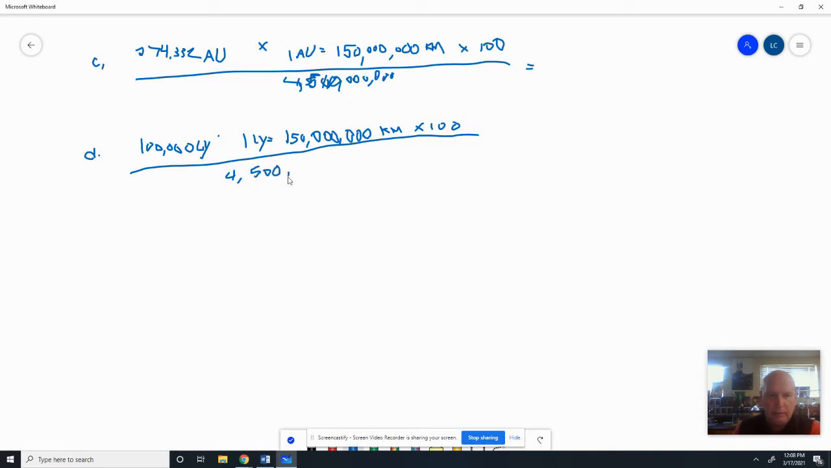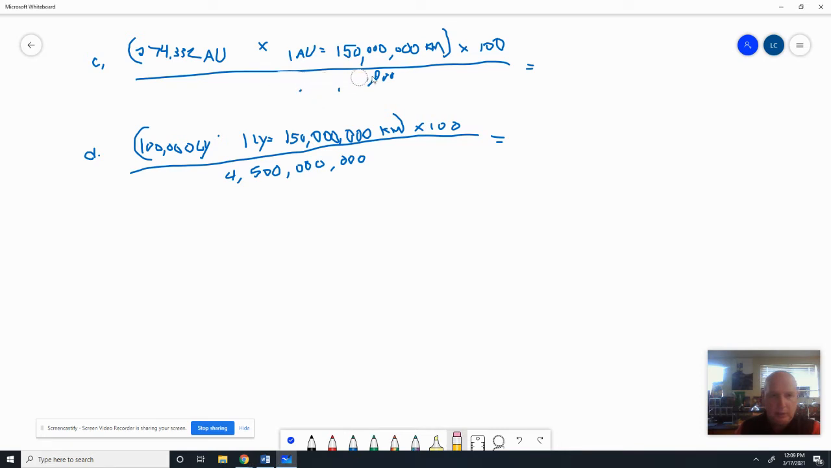4 billion, 500 million. Make sure you have your zeros correct. If you miss some zeros, your numbers are off. And that's going to give you how big it is on our football field. If you want to know how many kilometers it is, that's just this part. If you want to put it on our football field, then you have to times 100 divided by 4,500,000,000. I don't like the way that looks, so I'm going to rewrite that. Okay, so that's A, B, C, D that we've answered.